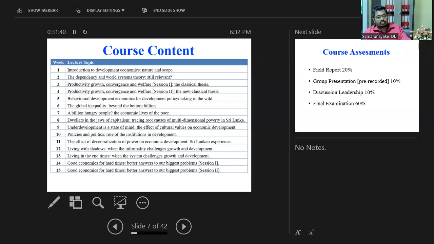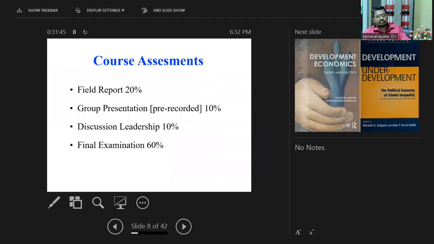Then the next thing is about assessments. Especially continuous assessments. You need to complete a field report, which I will explain soon, and it accounts for 20% of your 40%. Then you have a group presentation for 10%, and it is a pre-recorded group presentation. I will say more about that as well.